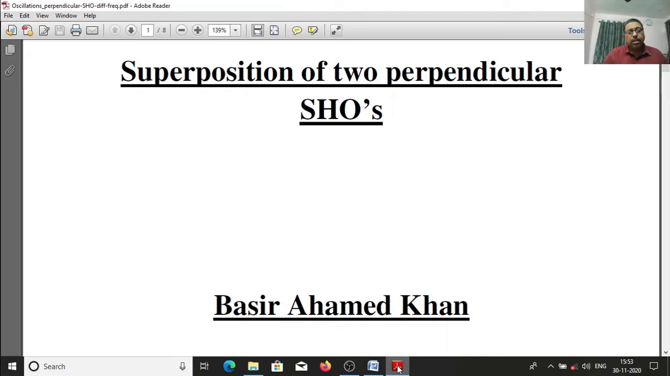Today I will discuss the superposition of two perpendicular simple harmonic oscillations having different frequencies. It is interesting because if a particle is subjected simultaneously to two perpendicular simple harmonic motions of different frequencies, then the particle moves in a special pattern.